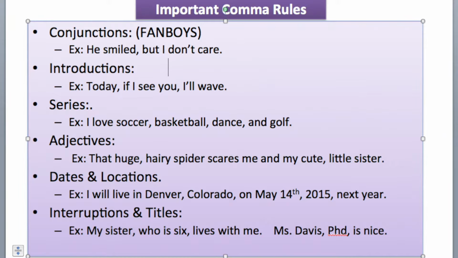The next example is when you have a series or a list of words. You want to separate each item on the list with a comma. For example, I love soccer, basketball, dance, and golf. And I'm going to separate each item on the list with a comma.